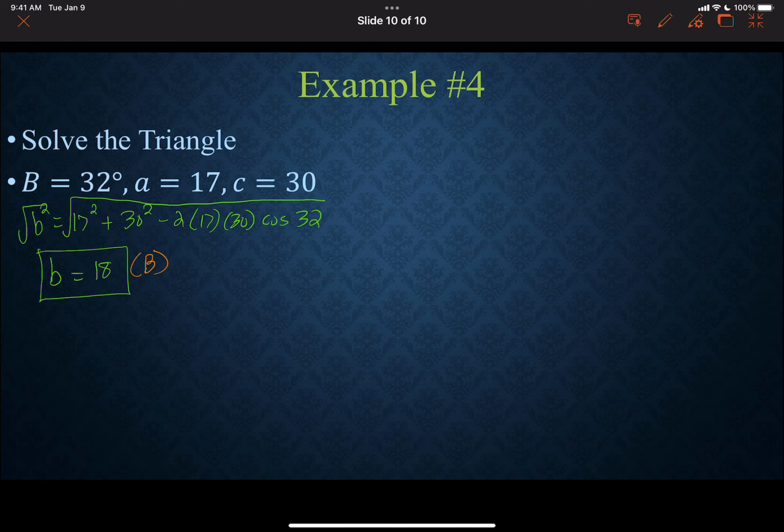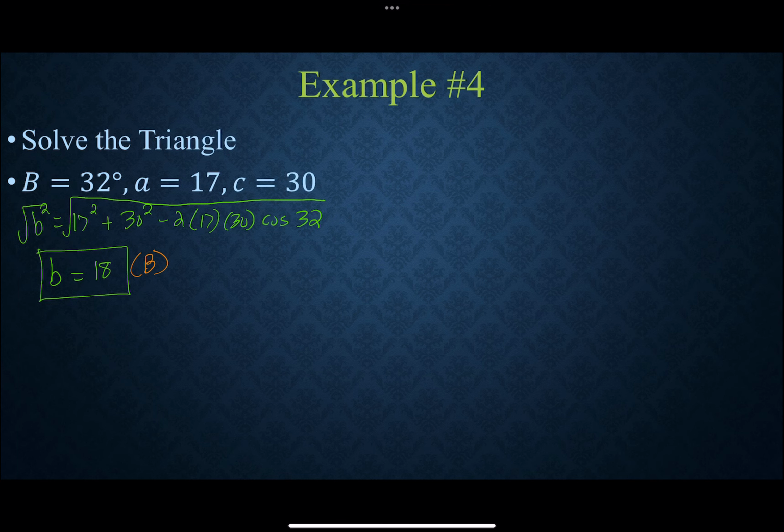Now, clearly for this question, angle C is going to be the biggest angle because C is the biggest side. So if I want to use law of sines, I would not use law of sines to get angle C because it's guaranteed to be wrong. So what I can do instead is I can use law of cosines to get angle C instead. So I can say cosine of C would equal 17 squared plus b squared minus 30 squared over 2 times 17 times b.